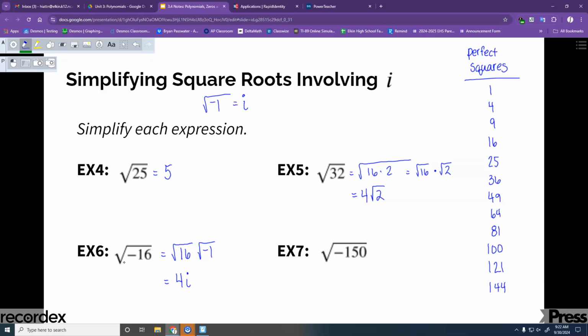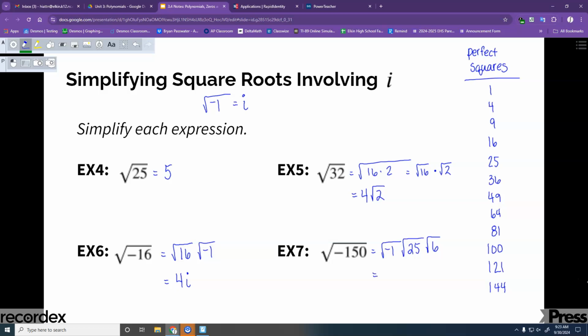Okay, now I've got negative 150. Is 150 a perfect square? Is it a number times itself? It's not. So this one's going to have to be broken down. I know I'm going to need a square root of negative 1 because I got a negative number. 150. Which one of our perfect squares will go into 150? 25, right? So 25 times 6 is going to give us 150. So we could do 25 and we could do 6.